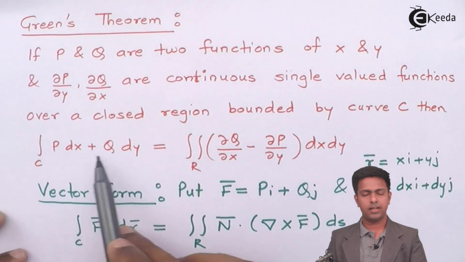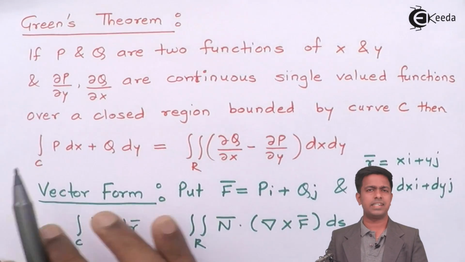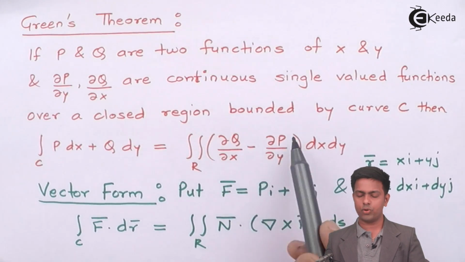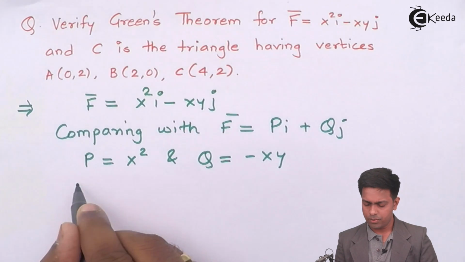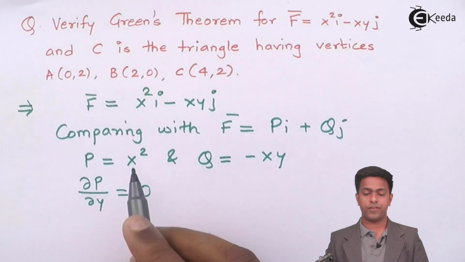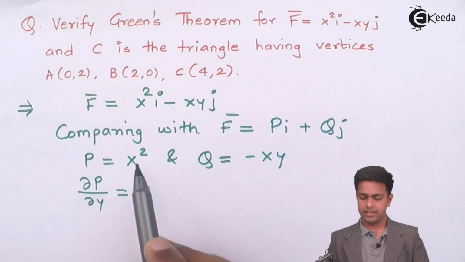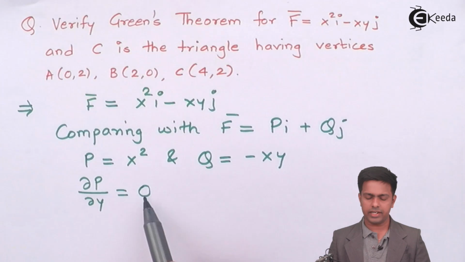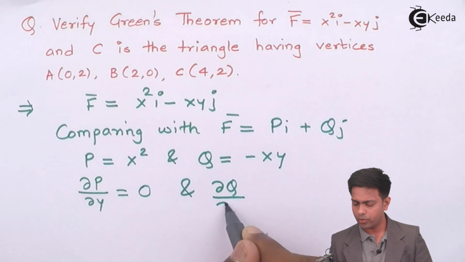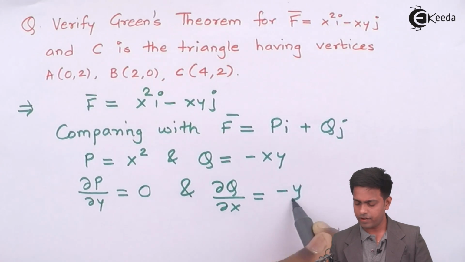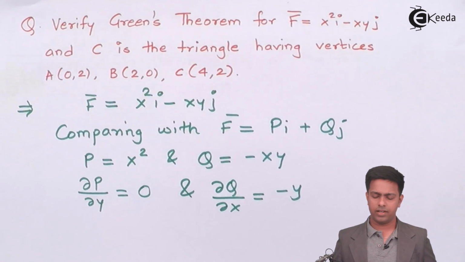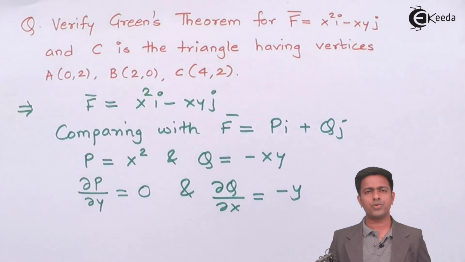Now the left hand side is clear, but for the right hand side we have to find out the values of dou q by dou x and dou p by dou y. So let's find them out. The value of dou p by dou y is 0, because if I differentiate p partially with respect to y, there is no y, so the derivative is 0. Similarly, if I find dou q by dou x, then I get negative y, which is constant, and the derivative of x is 1. So the value is negative y. So I got these two values which I'm going to use for the right hand side.